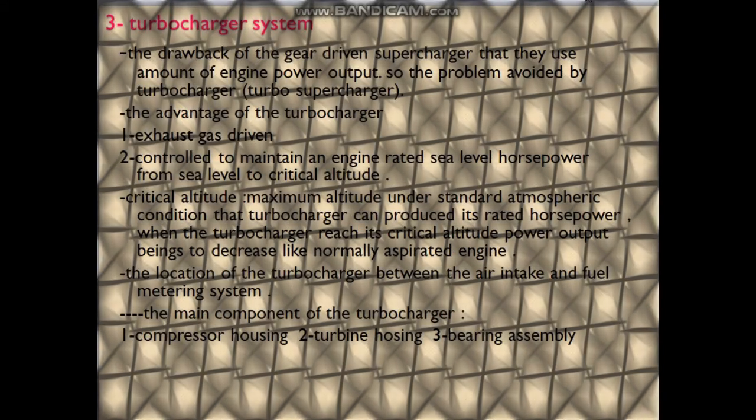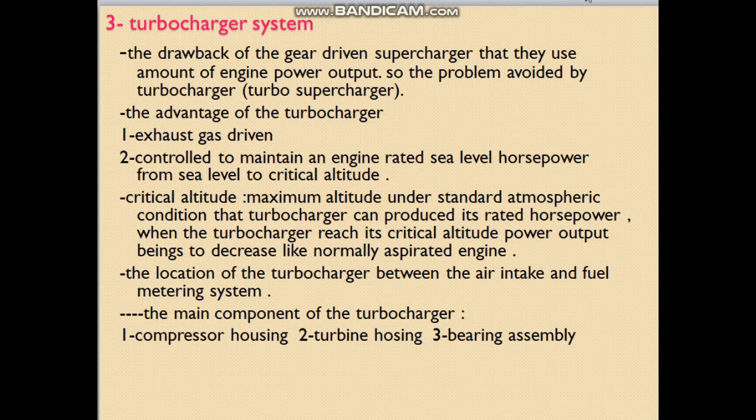The last type of induction system is the turbocharger system. The drawback of the gear-driven supercharger is that it uses an amount of engine power output, so this problem is avoided by the turbocharger. The advantages of the turbocharger: 1. It is exhaust gas driven. 2. It is controlled to maintain an engine's rated sea level horsepower from sea level to critical altitude. Critical altitude means the maximum altitude under standard atmospheric conditions at which the turbocharger can maintain its rated horsepower. When the turbocharger reaches its critical altitude, power output begins to decrease like a normally aspirated engine.